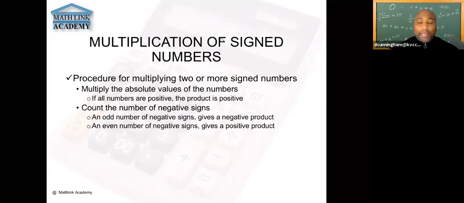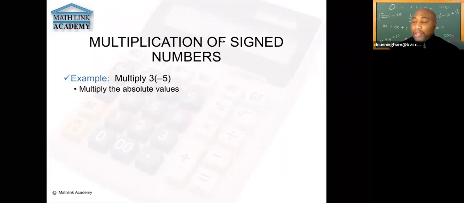So let's look at what that means, even and odd. Odd numbers are like 1, 3, 5, 7. Even numbers are like 2, 4, 6, 8, and so forth. Let's look at an example to see how we multiply.